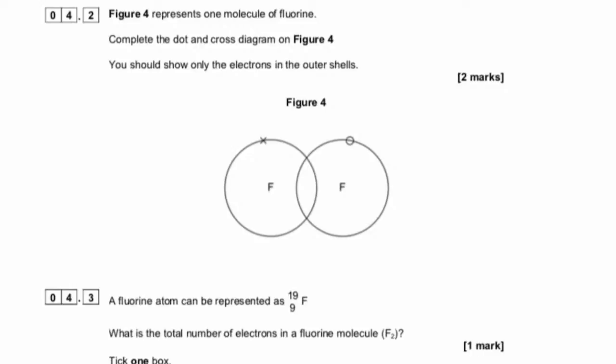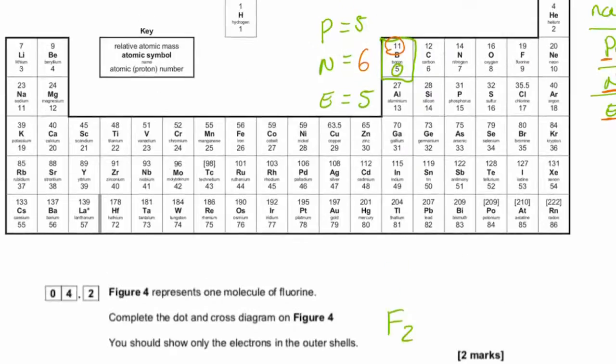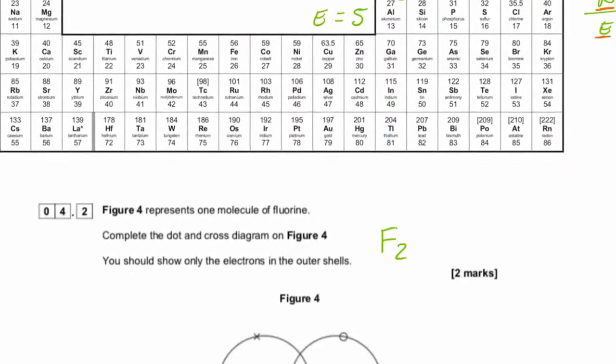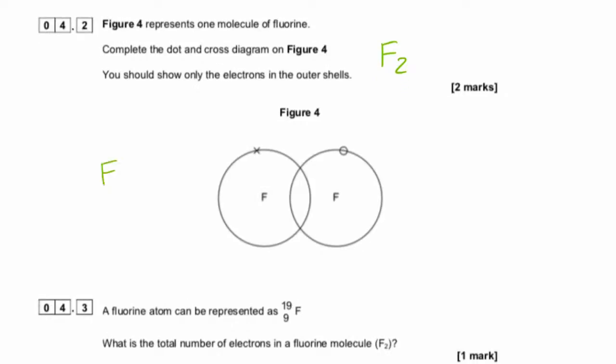Okay, so fluorine, or in this case the molecule of fluorine, is going to be F2. The reason why I know that's going to be the case is because there's 1 here and then a second one there. We now need to find where fluorine is in the periodic table, and fluorine is just here. So I'm going to bring that down, and the bottom number is 9 and the top number is 19.